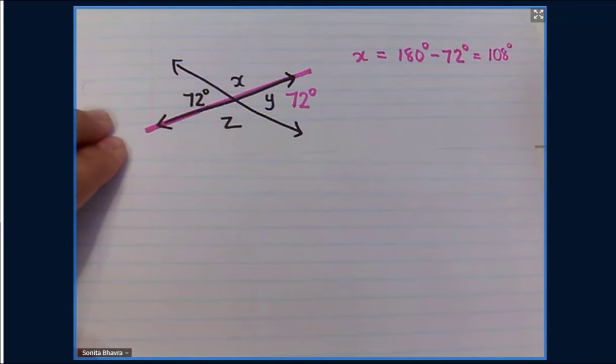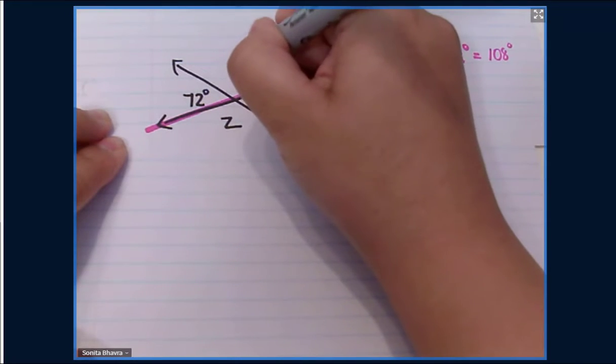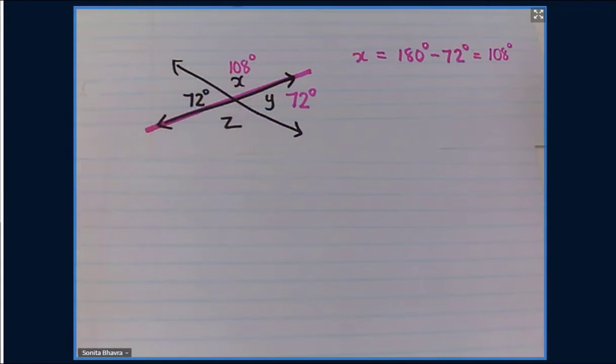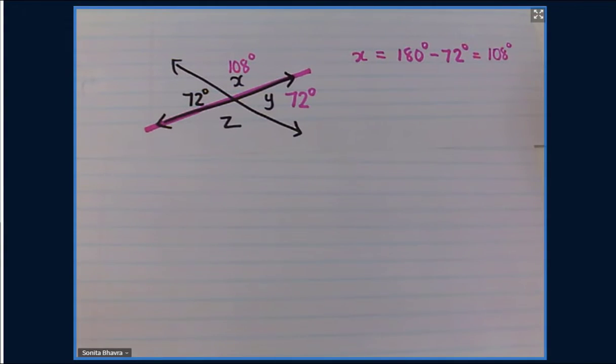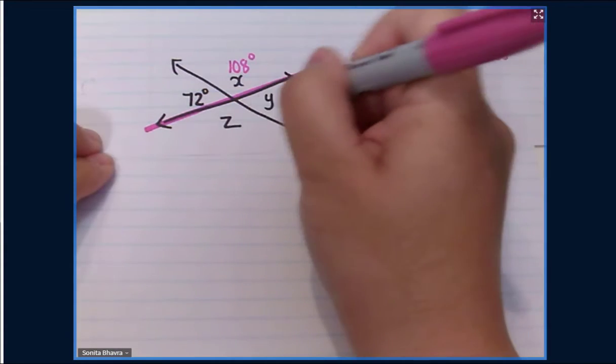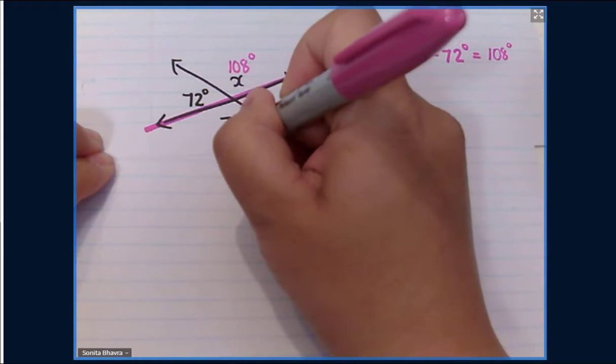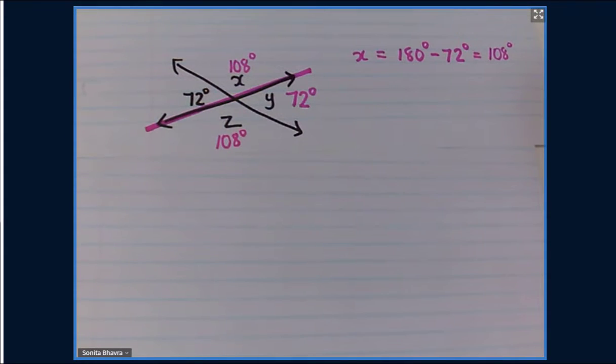All right, so now we've solved for x. We know that x is 108 degrees, and we know that opposite angles are going to be congruent, so therefore angle x and angle z are the same. So angle z will also be 108 degrees.